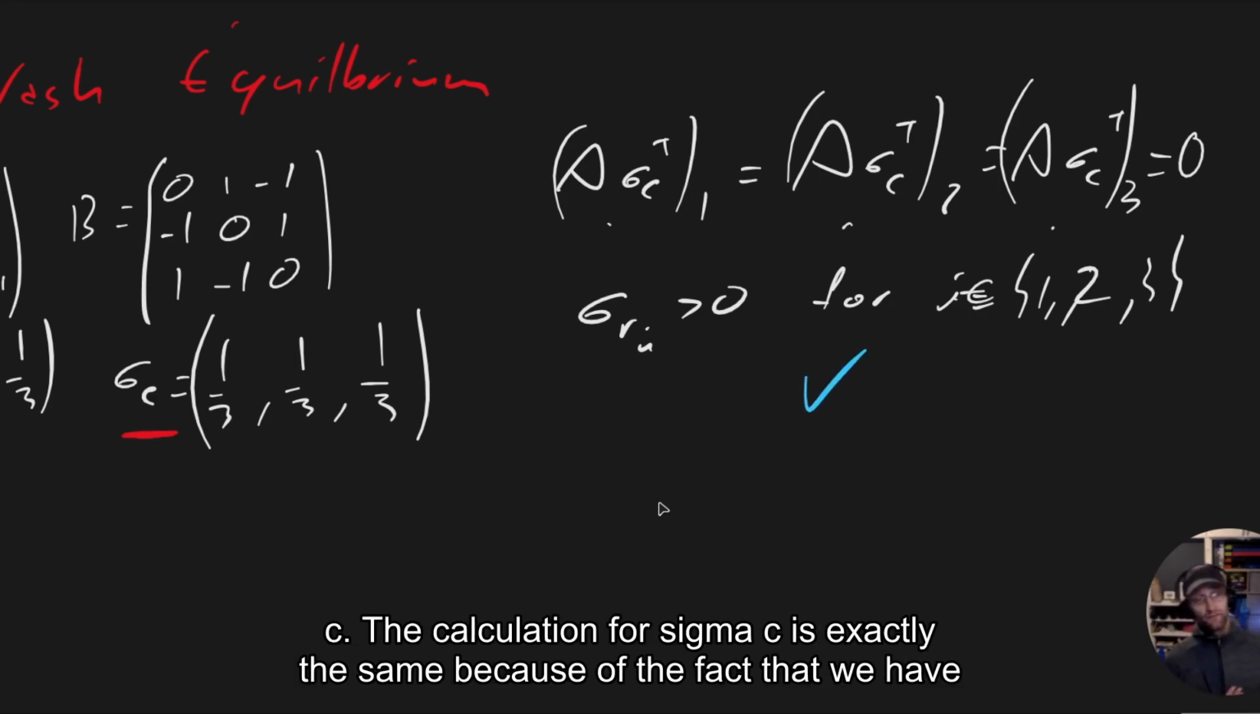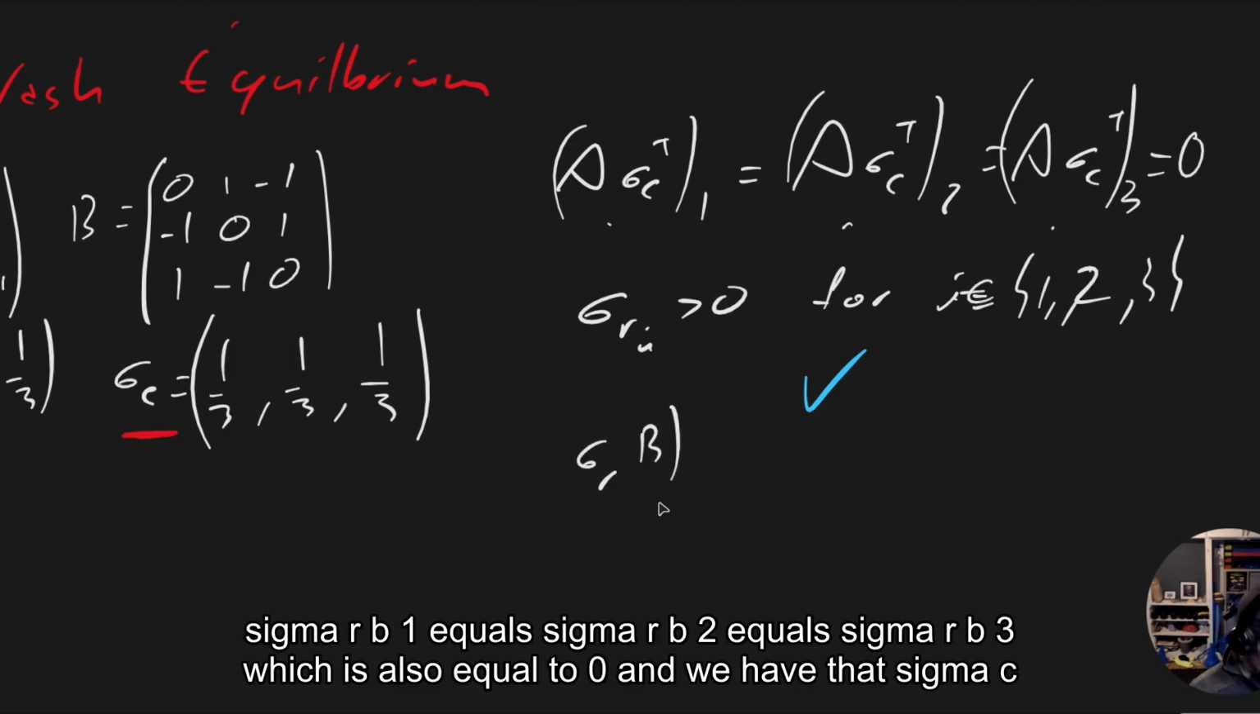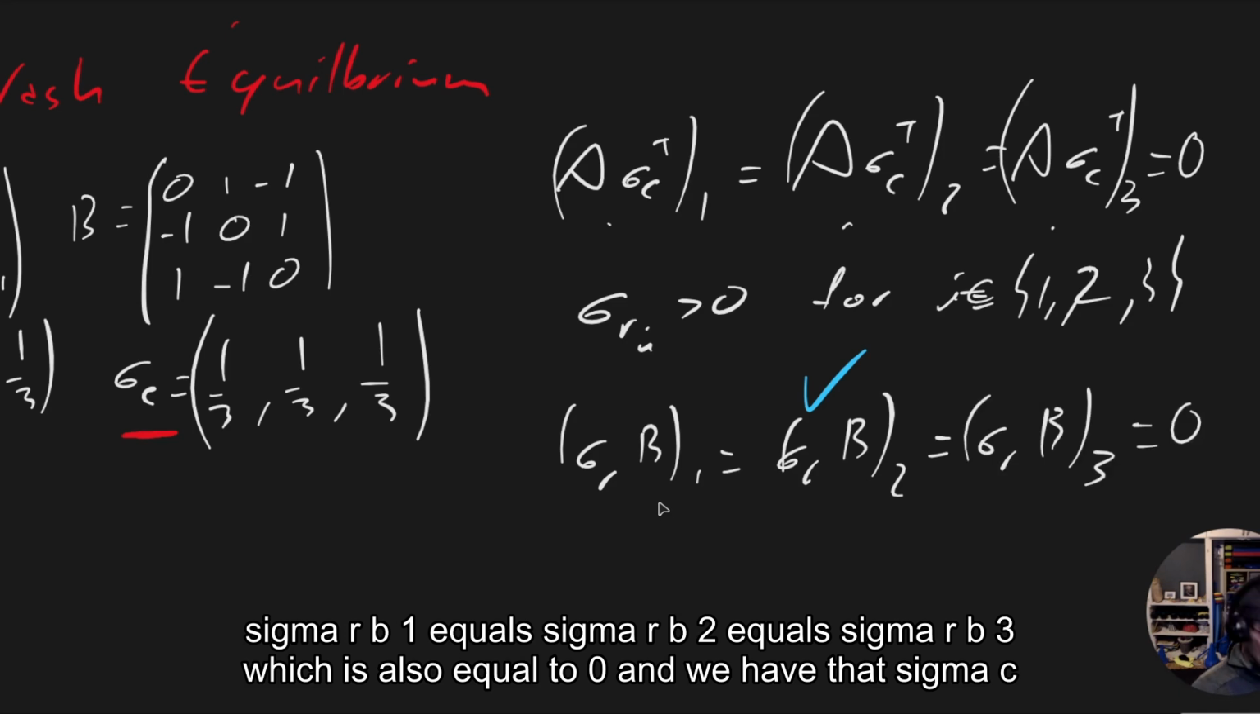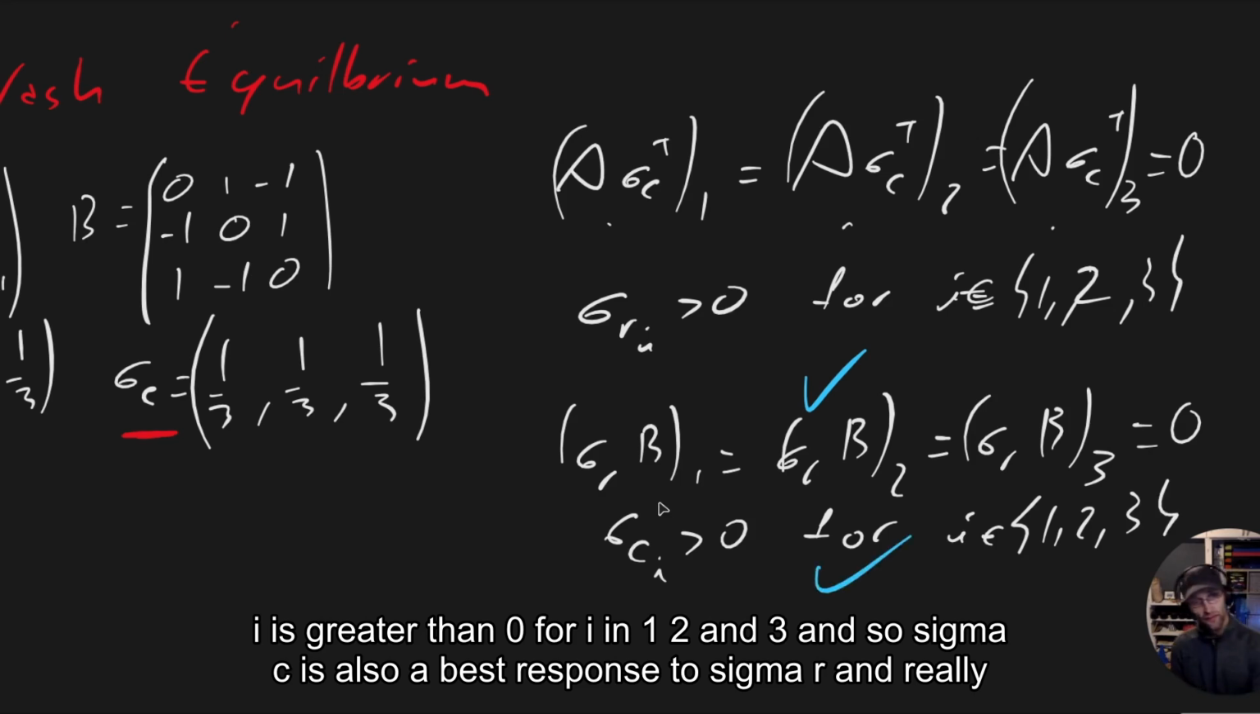The calculation for sigma C is exactly the same because of the fact that we have sigma R B1 equals sigma R B2 equals sigma R B3, which is also equal to 0, and we have that sigma C i is greater than 0 for i in 1, 2, and 3. And so sigma C is also a best response to sigma R.